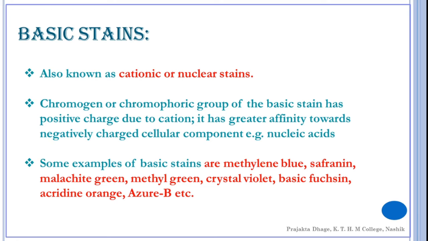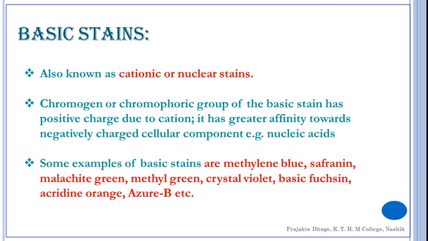The substances that are attracted towards the basic stains are referred to as basophiles, and the property is known as basophilia. In most instances, the basophile substances which attract the basic stain are themselves acids, like nucleic acids, DNA, RNA. Some examples of basic stains are methylene blue, safranin, methyl green, crystal violet, basic fuchsin, acridine orange, azure B, etc.